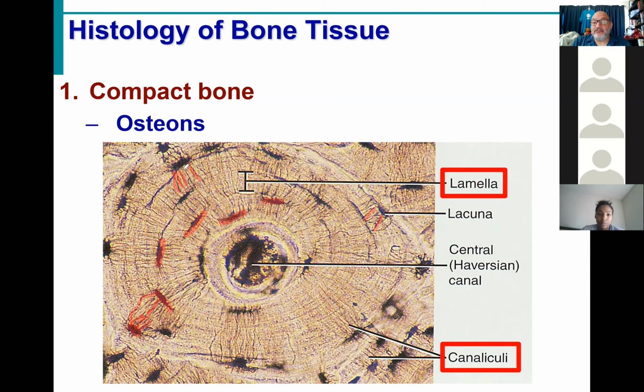Those spaces, remember the lacuna is a space, so these tiny little things are spaces as well. They're tiny little canals that the processes of the osteocytes reach out with, and in fact, that's their name. Canaliculi means tiny canal. So the lacunae all have canaliculi that come off of them for the processes of the osteocytes to radiate out.